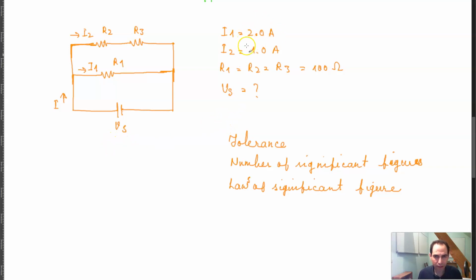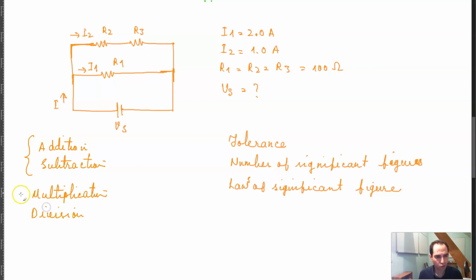Now, if we categorize these four main operations into two categories, putting addition and subtraction together, and multiplication and division together, then there are two rules when it comes to significant figures.